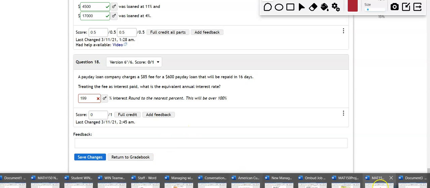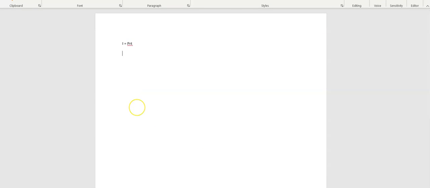So let's go back here. $85 is going to go on the left where interest is. Our $600 is going to go in for P. We don't know R. That's what we're going to solve the equation for. But our time is 16 days out of 365 days in a year. That's the very important thing we've got to do there. Now, just to clean this formula up a little bit, I'm going to rearrange these numbers. Since we're multiplying, we can multiply out of order, and I'll put the R last.